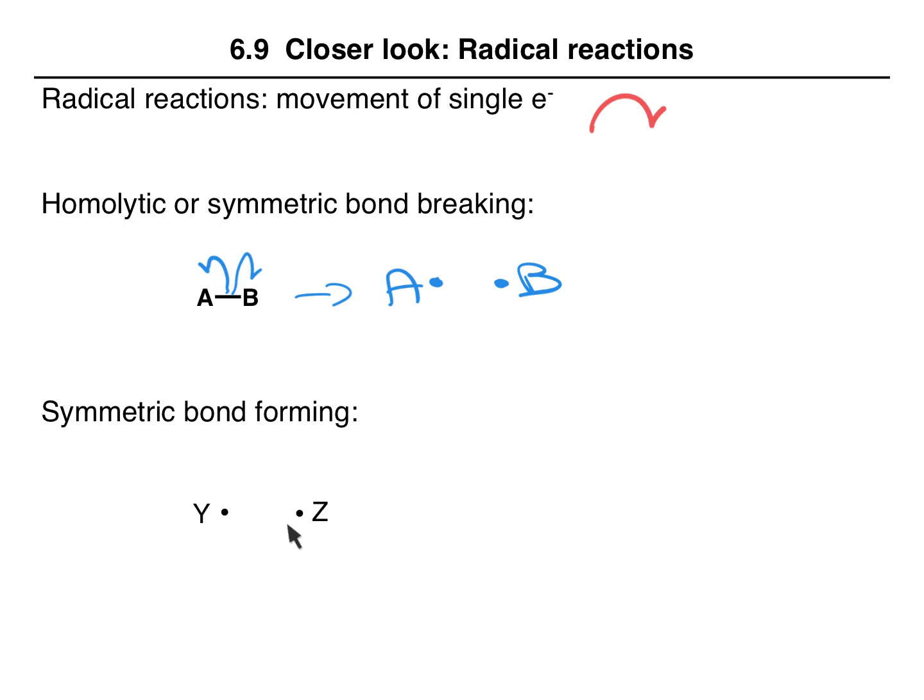Once again, it doesn't mean that our different atoms have to be the same. It just means that we get one electron from each atom. So we can point to the place where the bond is going to be, right? So we point in between because we're going to have a new bond between Y and Z, giving us something like this. So what was a shared pair becomes individual electrons. What was the individual unpaired electrons becomes a shared pair.